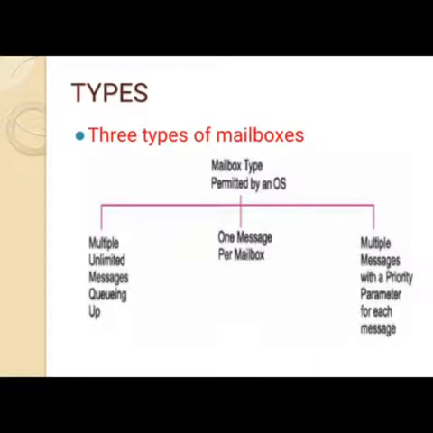So there are three different types of mailboxes. One is one message per mailbox. Second, multiple unlimited messages queuing up. Third, multiple messages with a priority parameter for each message. Let me revise it once again: one message per mailbox, multiple unlimited messages queuing up, multiple messages with a priority parameter for each message. So these are the three different types of mailboxes.